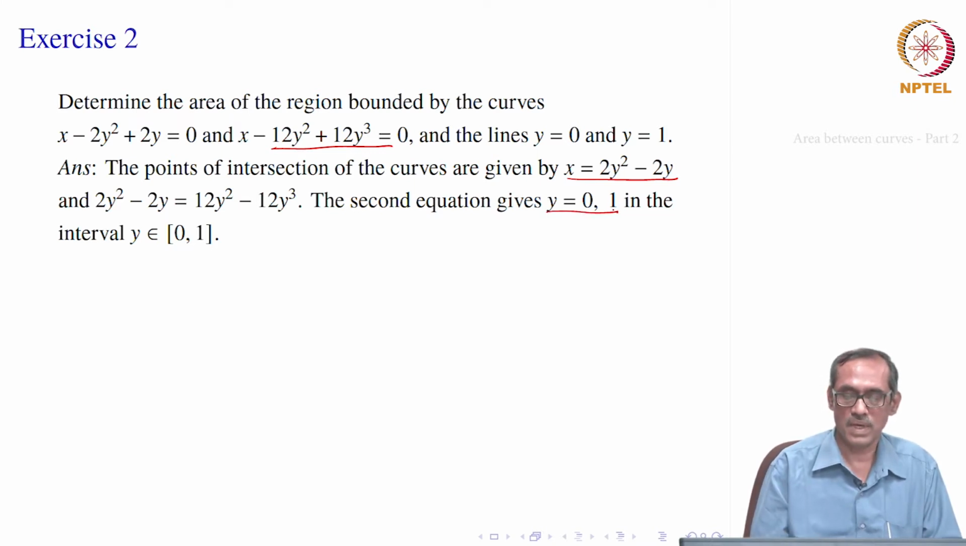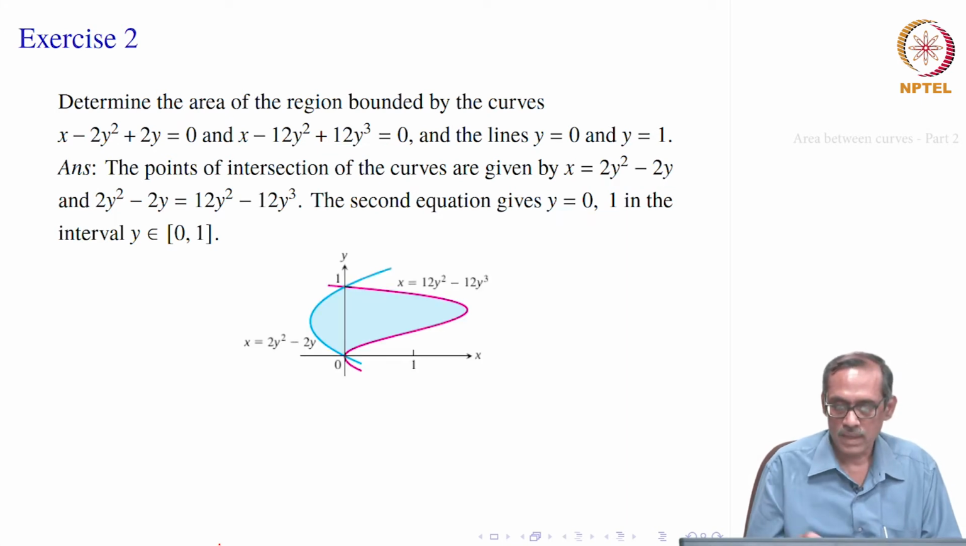Fine. So, now from this we solve for y, which gives y equal to 0 or y equal to 1, because all that we want is in the interval 0 to 1. Beyond that there can be more solutions, but we are not worried about that. So, in this interval 0 to 1 we have only two solutions, where y equal to 0 and y equal to 1.